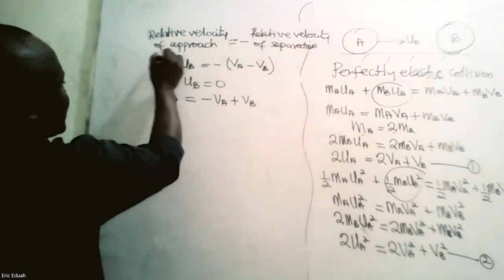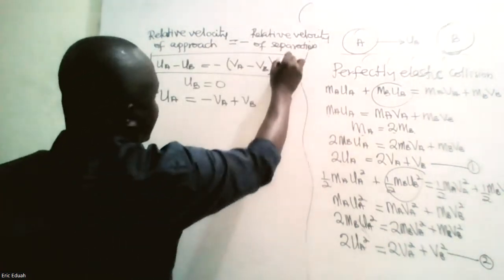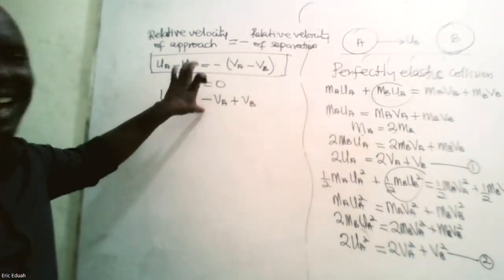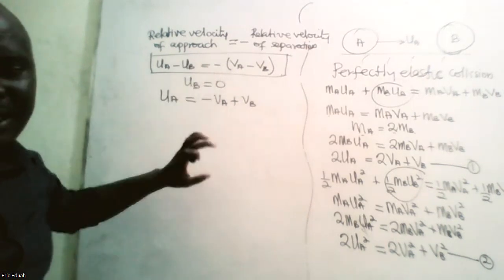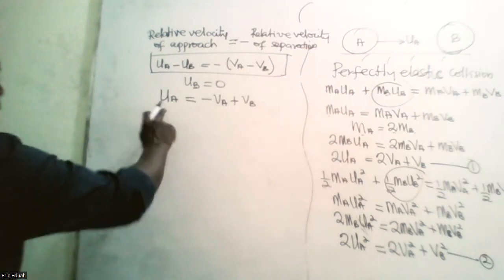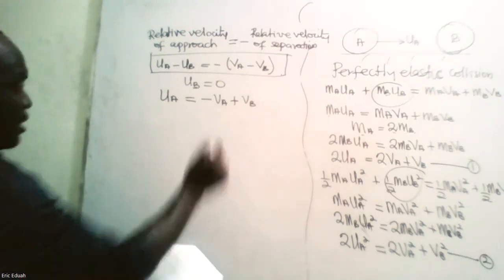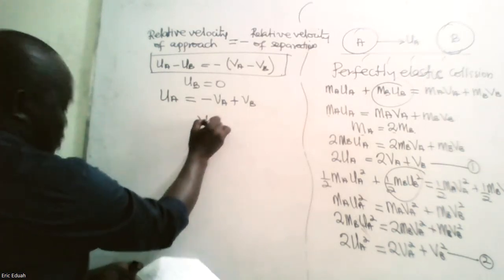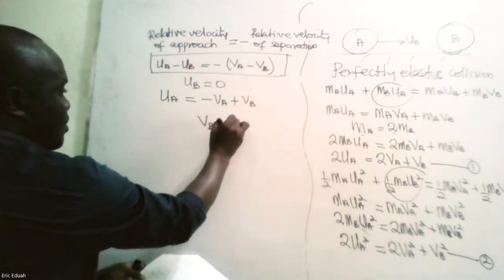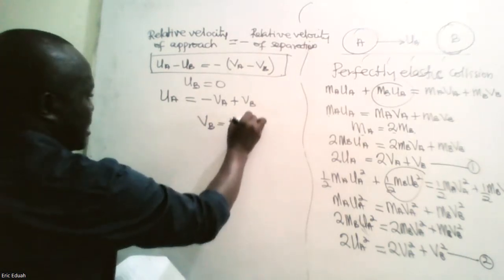Okay. In fact, the coefficient of restitution formula is obtained from this, but we are not to go through those details. We just want to apply it. But we obtain that formula from this. So if UA is equal to UB, and we are asked to prove that VB is equal to 4 on 3 of UA.